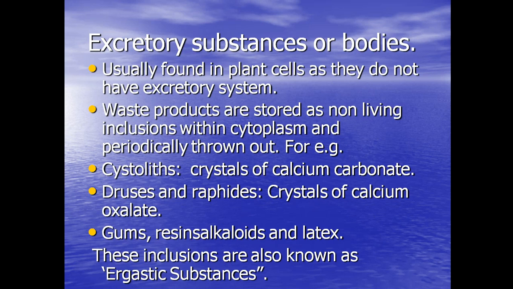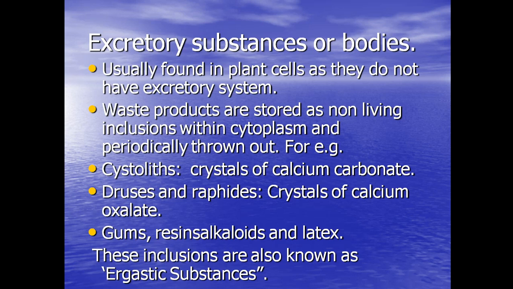Then the next one is drusses and raphids. Drusses and raphids, they are also crystals of calcium, but calcium oxalate crystals. These calcium oxalate crystals, either drusses or raphids, are also excretory substances which are the byproduct of cellular metabolism. Probably the third one is more appealing to you because all of you have seen in plants. Gums, resins, alkaloids and latex.